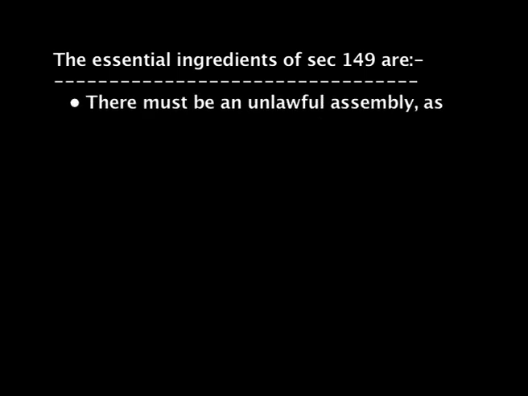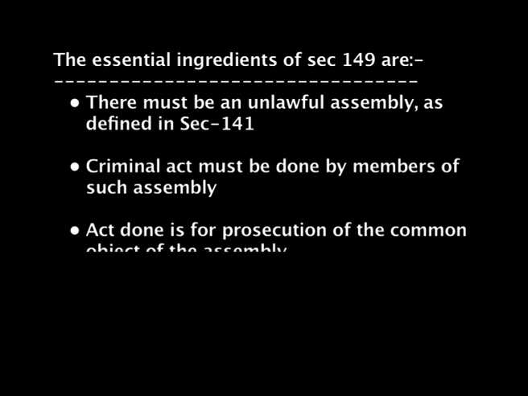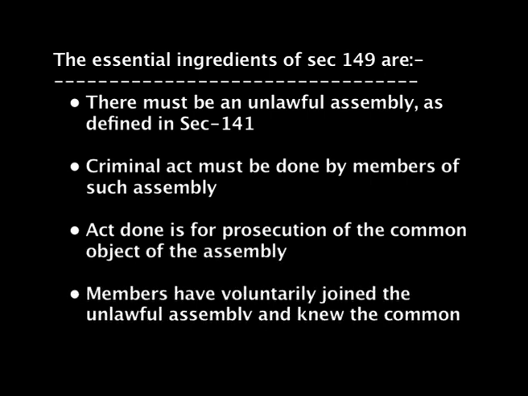This section is based on the common rule of law to protect public peace from dangers to it caused by the combination of forces of a number of persons. The essential ingredients of Section 149 are: there must be an unlawful assembly as defined in Section 141. Criminal act must be done by members of such assembly. Act done is in prosecution of the common object of the assembly. Members have voluntarily joined the unlawful assembly and knew the common object of the assembly.